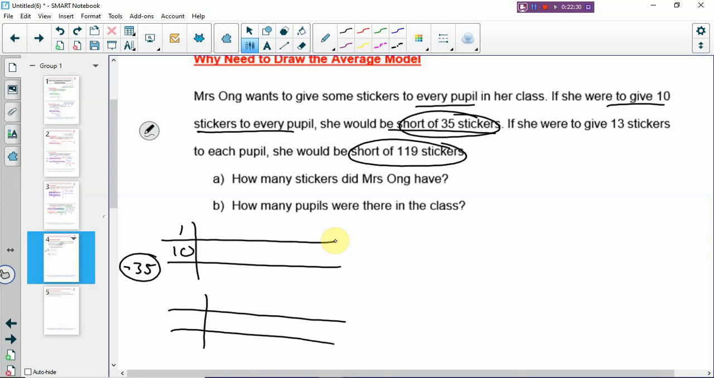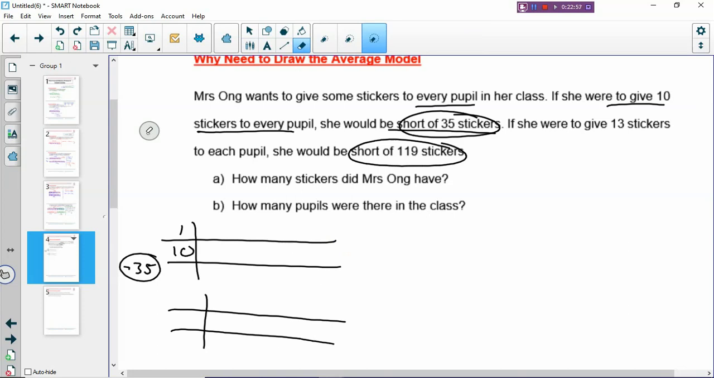So what we are going to draw is something called the excess and shortage model, and at the same time, it is also called the average model. Why? Because every pupil is getting 10 stickers. Isn't that average? And then if she were to give 13 stickers to each pupil, isn't that also average? So this is an average problem and also a shortage problem, right? There are some shortages. Okay, so how do we not use this method?